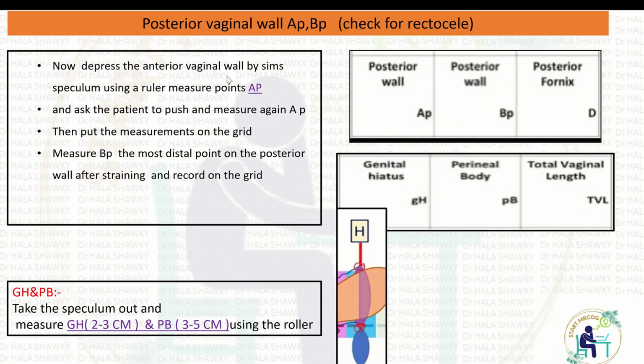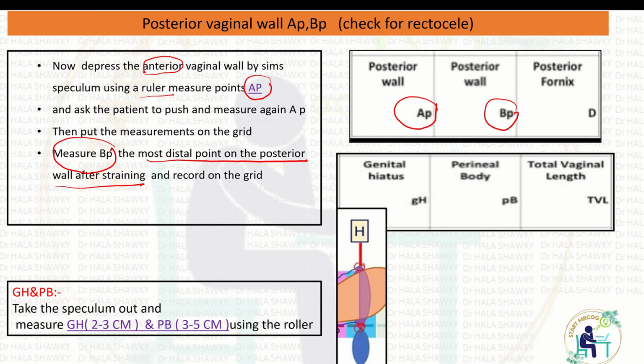Now we will measure the posterior wall. We will just move the Sims speculum and press the anterior vaginal wall. Then use the ruler to measure first the AP point. If you remember, we marked it before on the posterior vaginal wall. We will record the new position and put it on the grid. Then measure point BP, which is the most distal point on the posterior vaginal wall after straining. We will record it here on the grid.